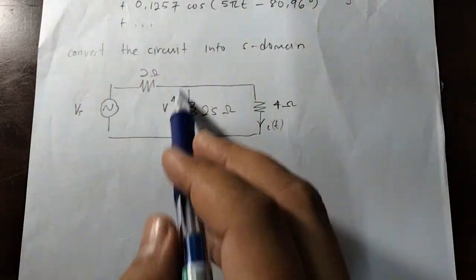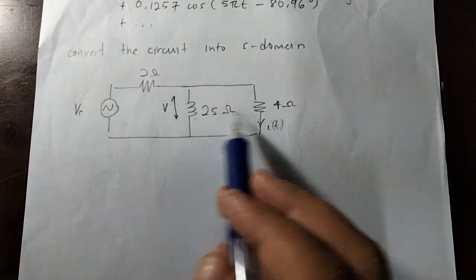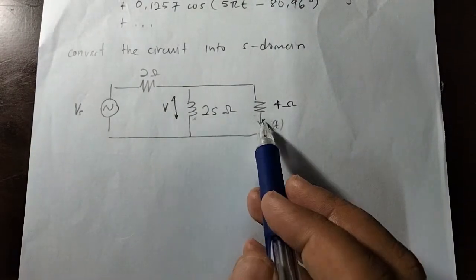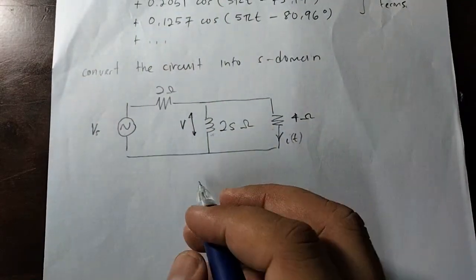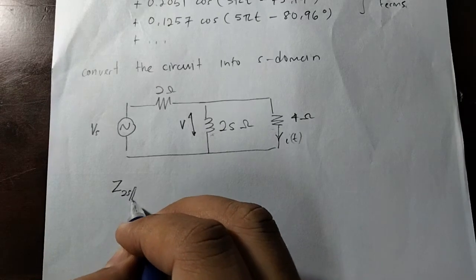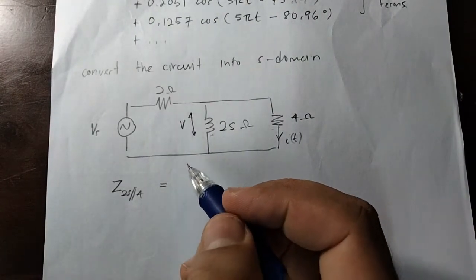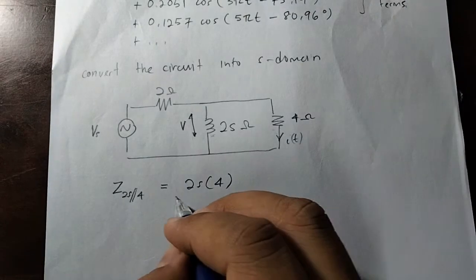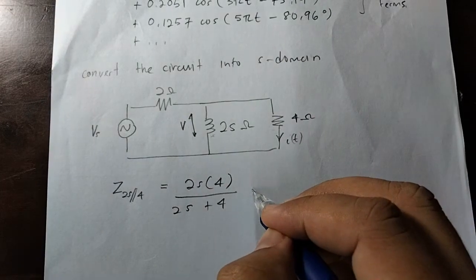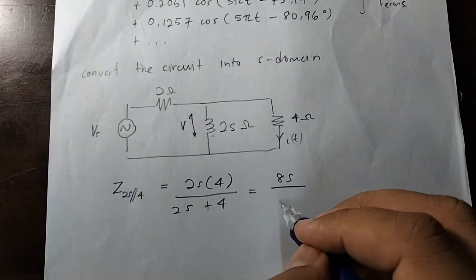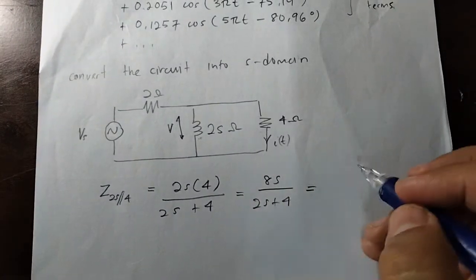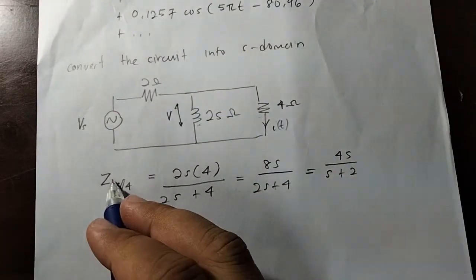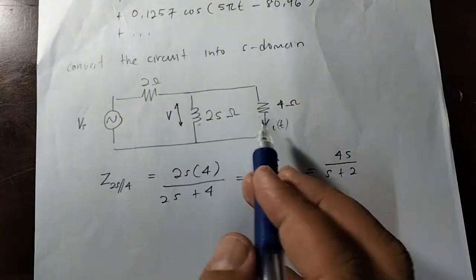To get the voltage across these two components in parallel, we have to determine the total impedance for these two parallel components. 2s in parallel with 4 is basically 2s times 4 over 2s plus 4, so we get 8s over 2s plus 4, and then we can reduce this to 4s over s plus 2. Right, this is the total impedance for these two parallel components.